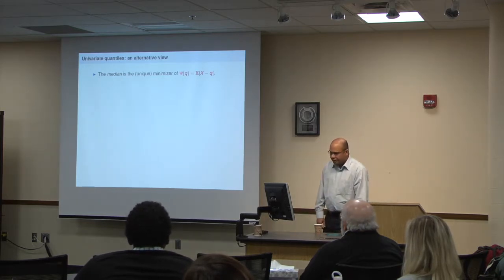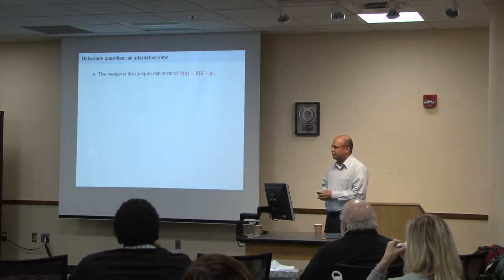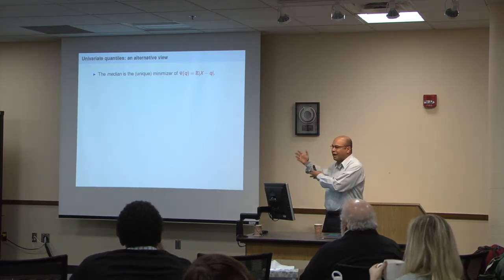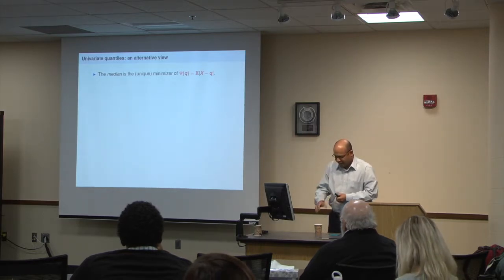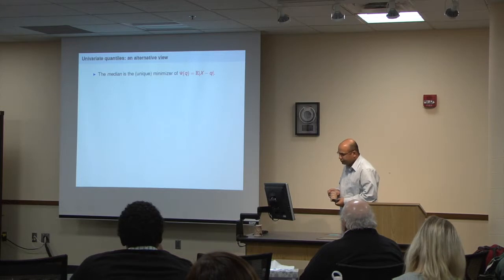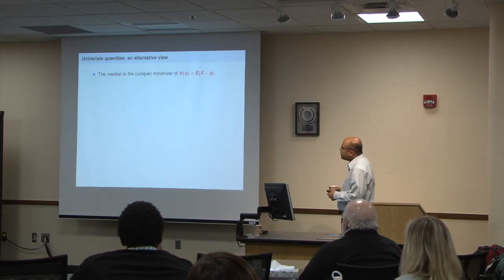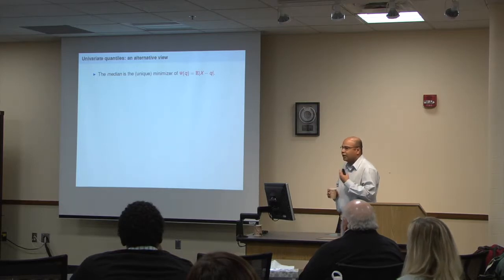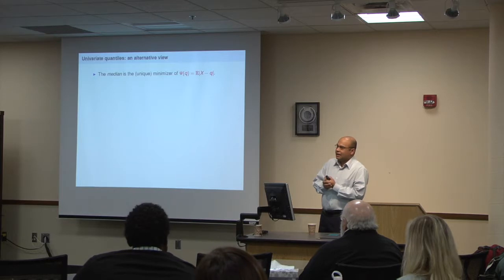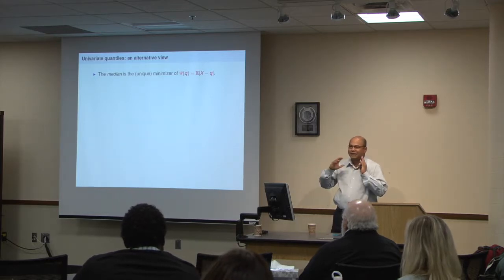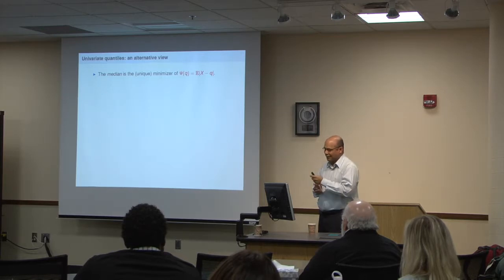How do you go about doing that? Let's look at an alternative viewpoint of quantiles. So quantiles was that map between probabilities and, you know, the support of a random variable that I was showing you. Okay. Here's an alternative viewpoint that's a bit more mathematical, but that's just as equivalent. And some of you might actually remember this from one of your stat classes.